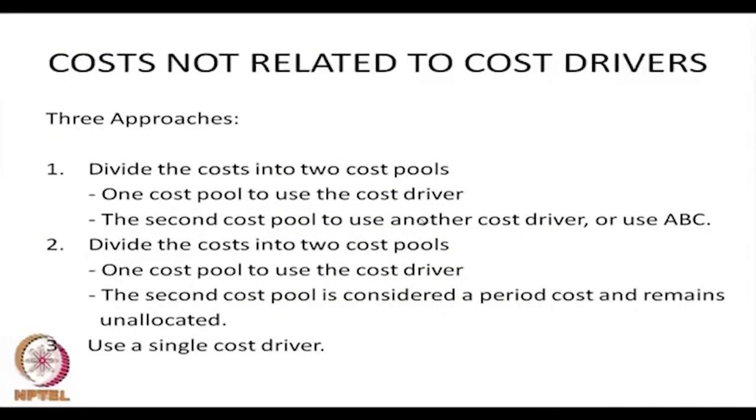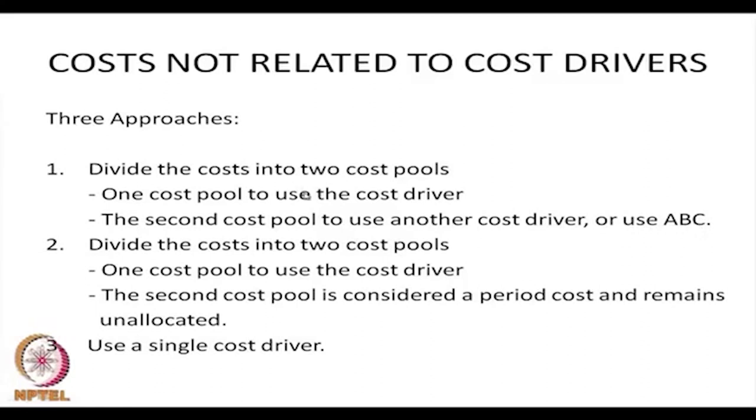Now, there are some costs that are not related to cost drivers. How to take care of these? That means we are unable to find specific cost drivers for such costs. Now, there are three approaches. One, divide the costs into two cost pools. One cost pool to use the cost driver and the second cost pool to use another cost driver, or use activity based costing.